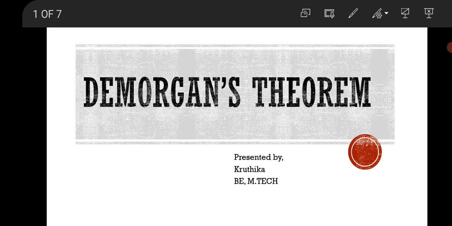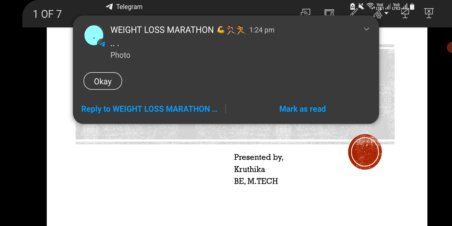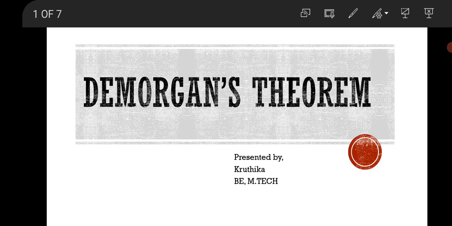In my previous presentation, I discussed many laws related to Boolean algebra. Among those laws, I have chosen De Morgan's theorem. In this presentation, I will explain what De Morgan's theorem states, the two different rules of De Morgan's theorem, how it is realized using logic gates, and a few examples related to this theorem. So let us get into this presentation.